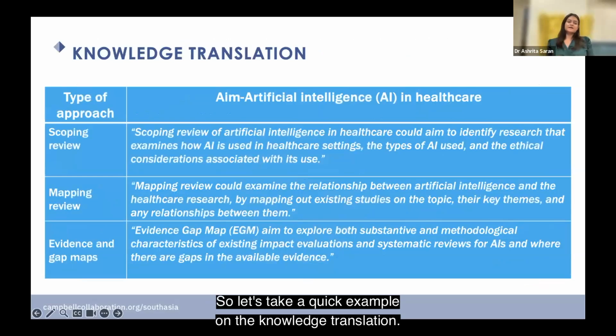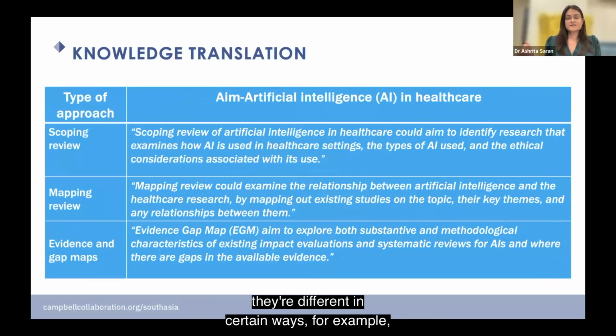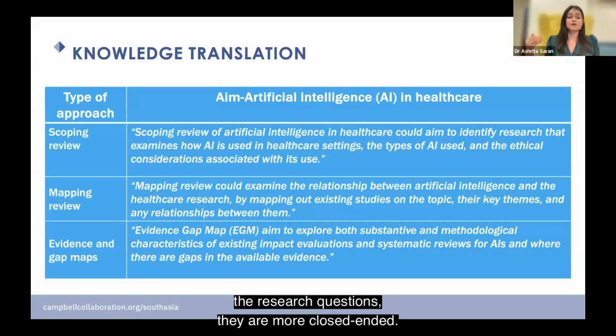So let's take a quick example on knowledge translation. Even though all of these big picture reviews talk about knowledge translation and help us use the evidence, they are different in certain ways, for example, in how they address the research questions. When we talk about scoping reviews, the research questions are mostly open-ended. They are more exploratory in nature. When we talk about mapping reviews or evidence and gap maps, the research questions are more closed-ended.